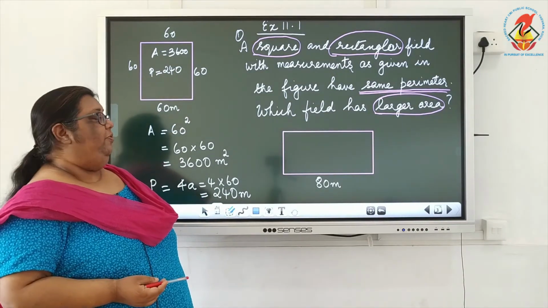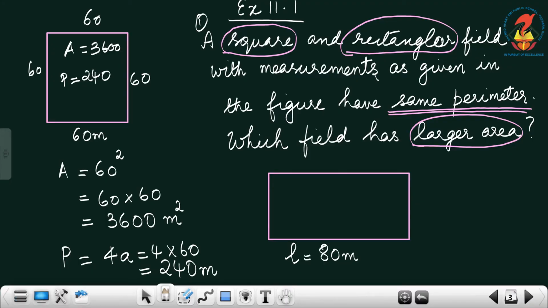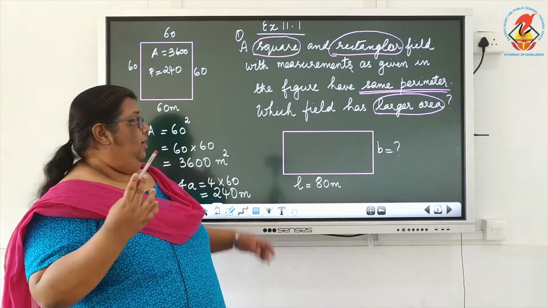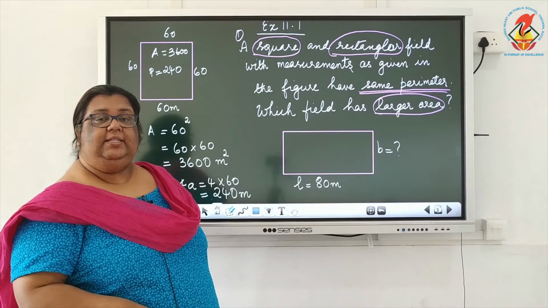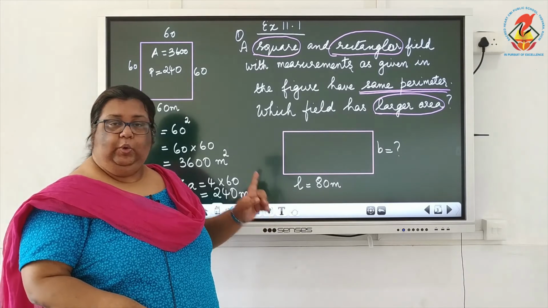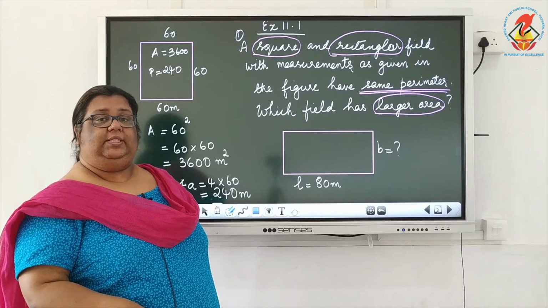Then comes our next field. What is the shape of the field? Rectangular field. Length is given as 80 meter. Breadth is not given. But we need to find which figure has the larger area. Area of a rectangle is L into B. We know the length, but we don't know the breadth. So we need to find the breadth of the rectangle.